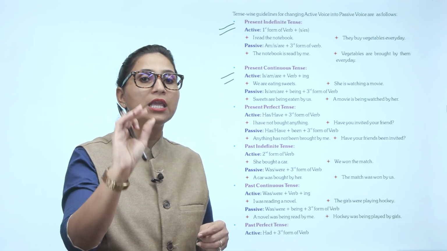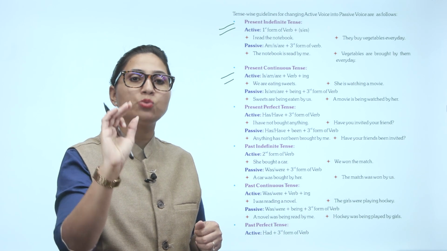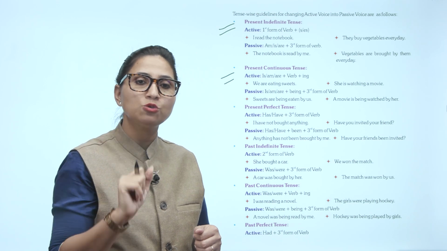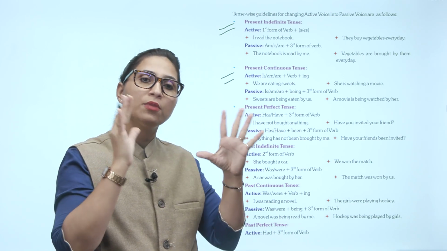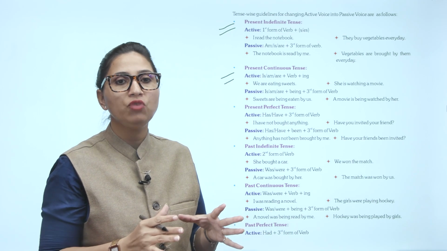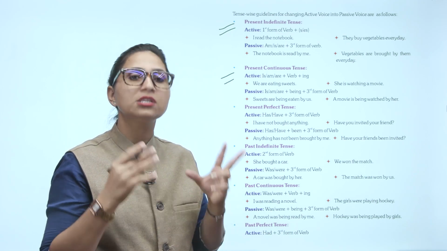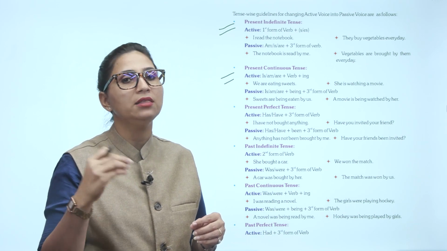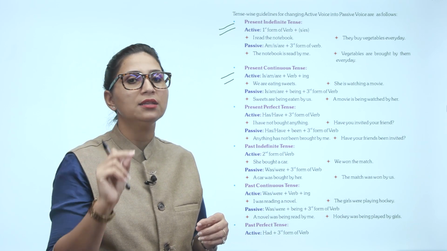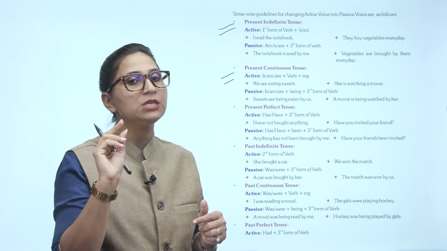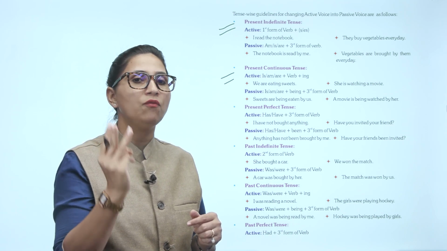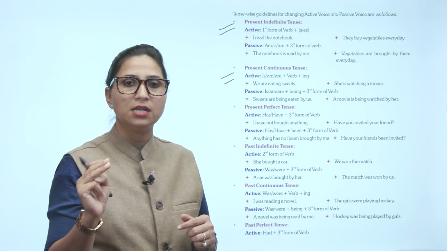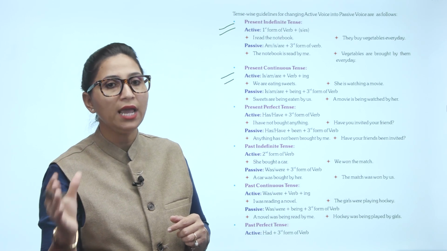You notice that the word sweets, which was used as an object in active voice, has now come into the subject. When we change it into passive voice, we make it a subject. Then we are using is, am, are, then being, and then for eating, the base verb is eat, so we use the third form of verb of eat: eaten by us. A movie is being watched by her.